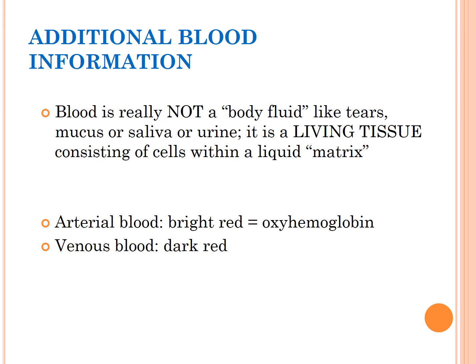Arterial blood is bright red. This is due to the presence of oxygenated hemoglobin, oxyhemoglobin. Venous blood is dark red, though it looks blue through your veins and skin.